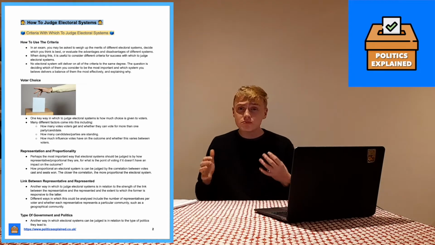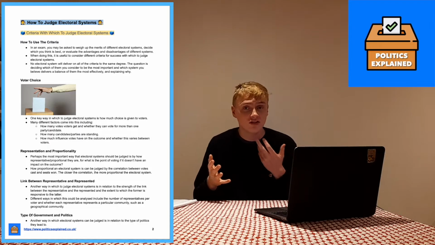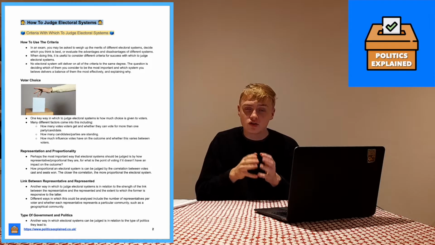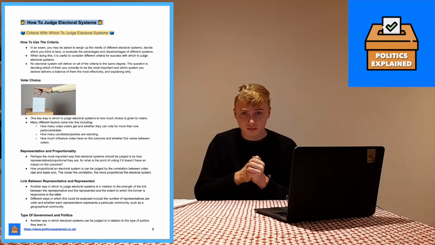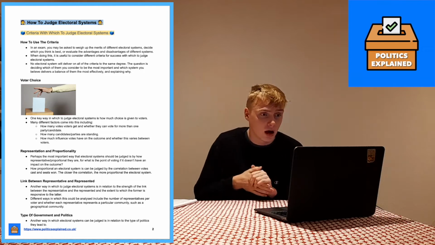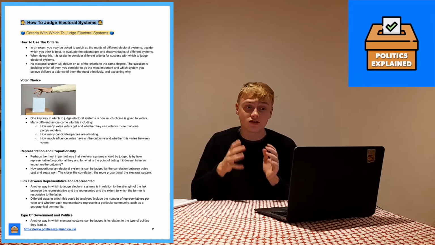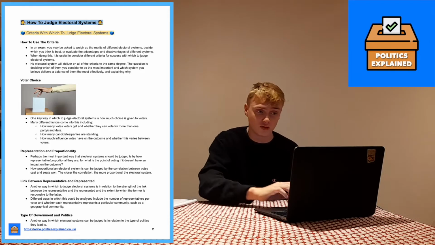The next one, and arguably the most important, is representation and proportionality. Because what's the point in having an electoral system if it's not democratic? So this is how strong the link is between the votes and the outcome, how strong a correlation there is. How proportional an electoral system is can be judged by this correlation between votes cast and seats won. And the closer the correlation, the more proportional the system.